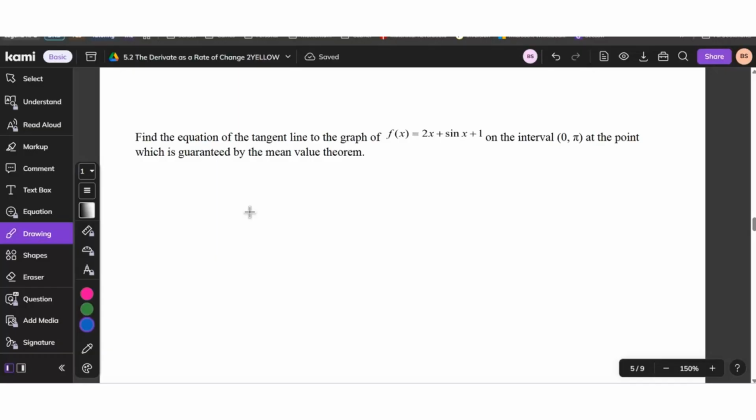But even if we did quickly take the derivative here, which actually is the first thing we got to do anyway. So f prime of x is going to be 2 plus cosine of x. This is not written very well. This should be like that. It's not x plus 1 inside.